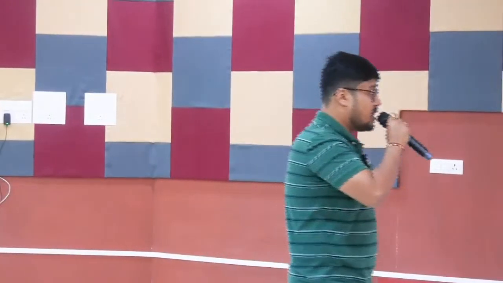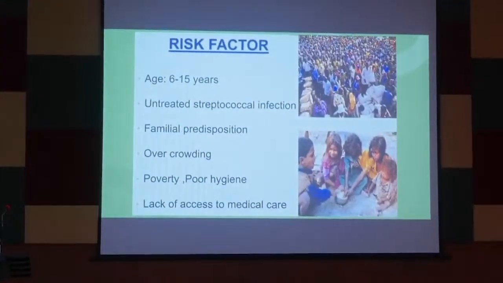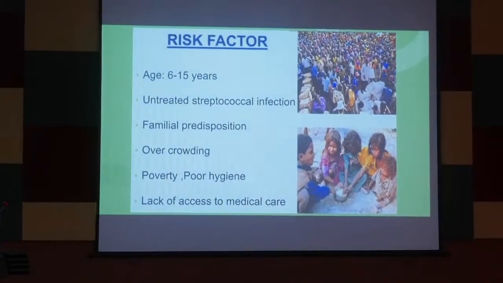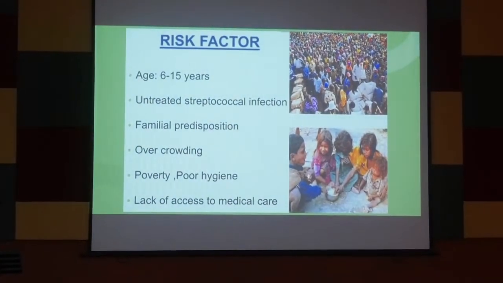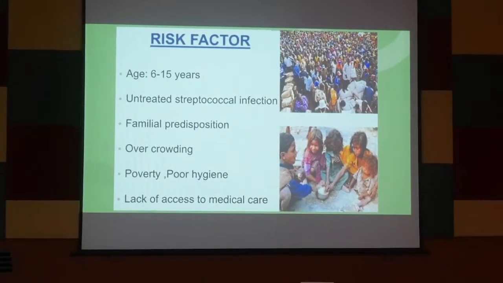So streptococcal infection is common in children living in underprivileged conditions. This is very important. Risk factors: age 6 to 15 years, untreated streptococcal infection. Streptococcal pharyngitis that has very limited resources to treat it, this kind of untreated sore throat, can lead to rheumatic fever and very much later on rheumatic heart disease. Familial predisposition, overcrowding, poverty, poor hygiene, as we said earlier, and lack of access to medical care.